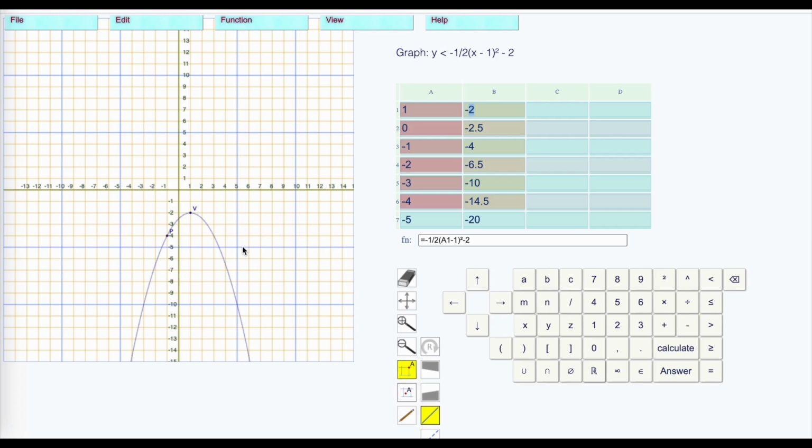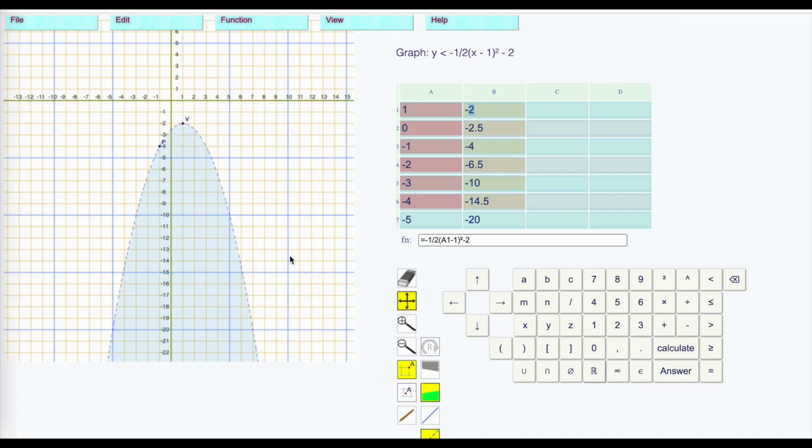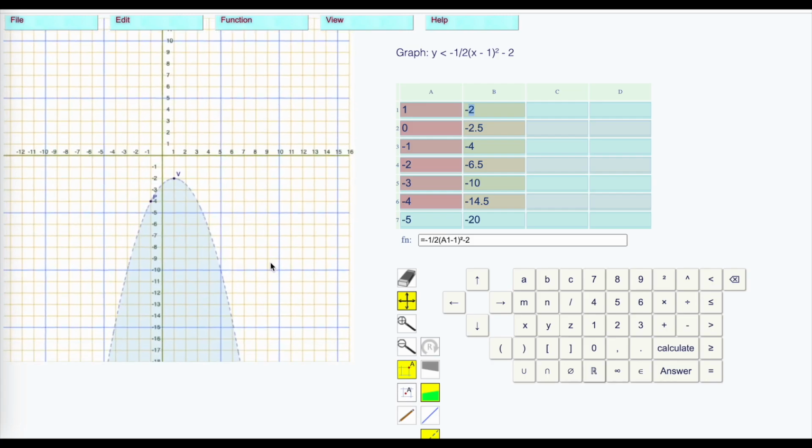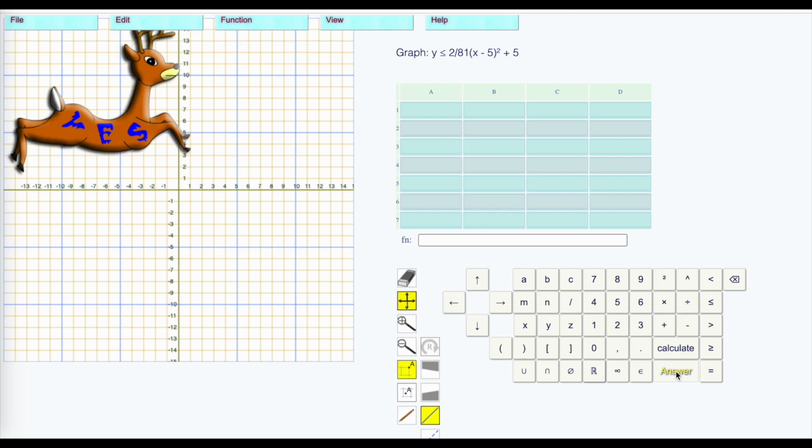There is our parabola. But we're looking for the values that are less than this. It can't be equal to our parabola since it's less than, so it's dotted. The actual parabola is not part of the solution. But anything less than these values, we shade below, inside the parabola. If we translate that, it just keeps going on and on forever. All right, that is how we graph an inequality. Then we press answer to see if we're right.